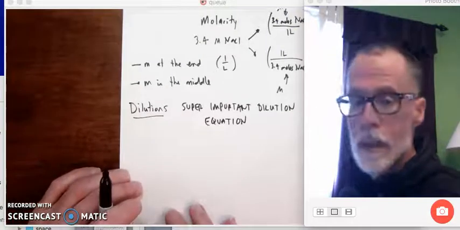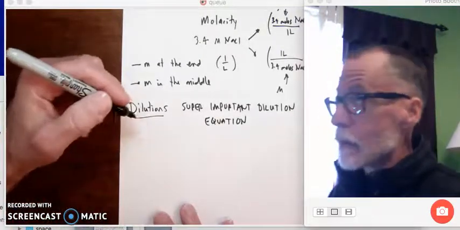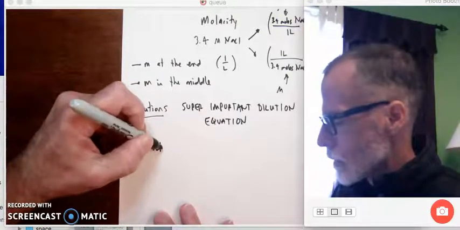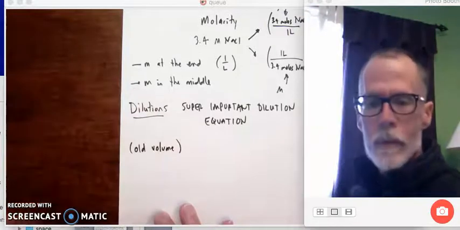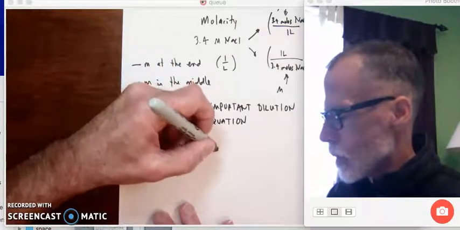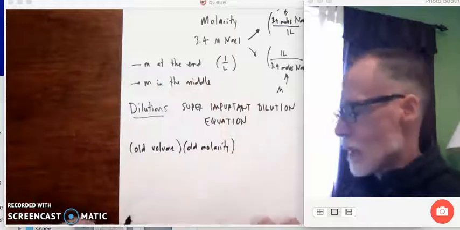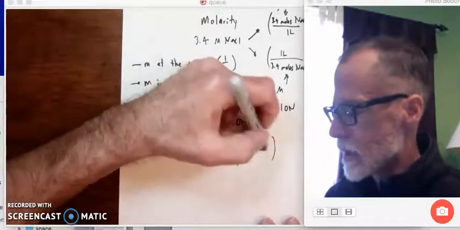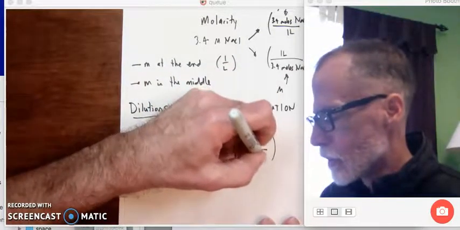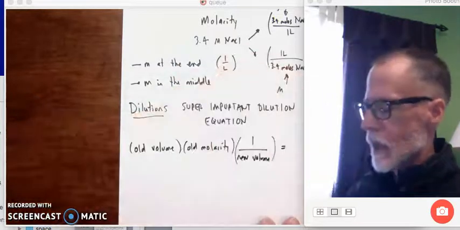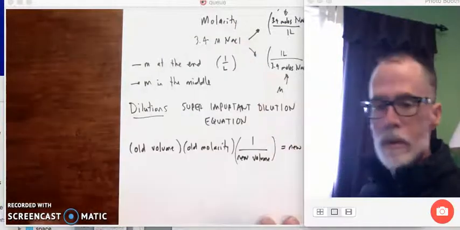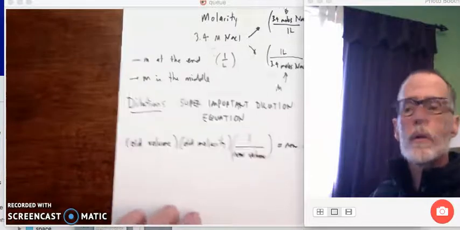I'm going to write it down. You ready? And you should write this down. It actually goes like this. Old volume, so far so good, multiplied by old molarity, multiplied by, okay, it's getting a little crazy, 1 over a new volume, spits out a new molarity.